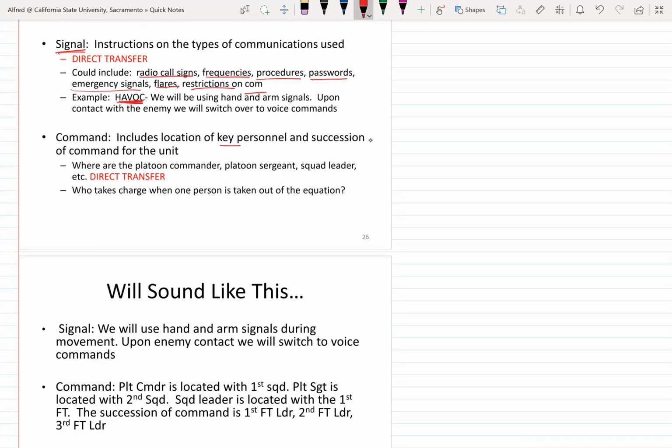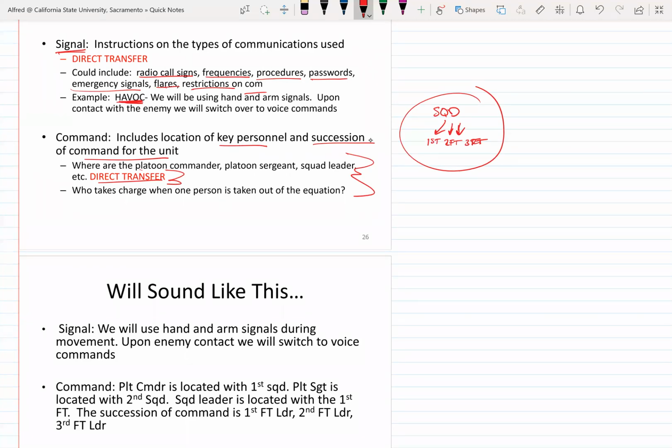Command: location of key personnel, succession of command of the units. This is usually directly transferred, or honestly, you could just come up with this on your own. This doesn't even need to be written down because basically, if you're the squad leader, literally just say, okay, first fire team leader, second fire team leader, third fire team leader. Those are the people who take command if you get shot. I don't see any reason for that to change for anybody. That should be the same.